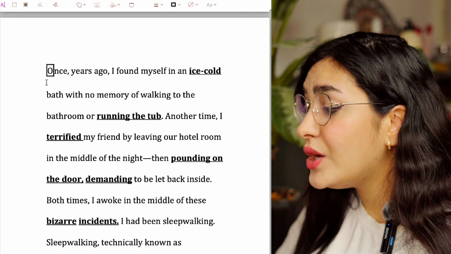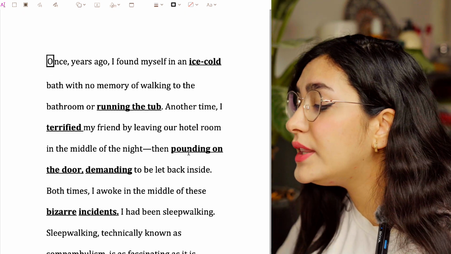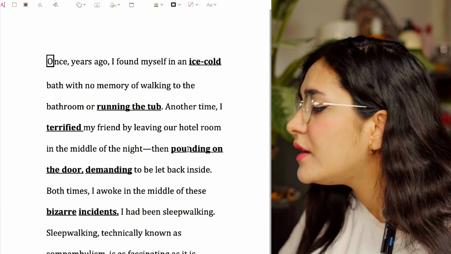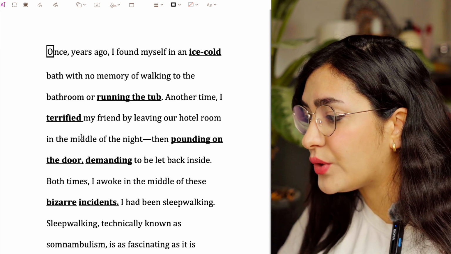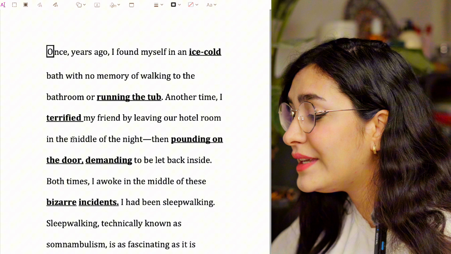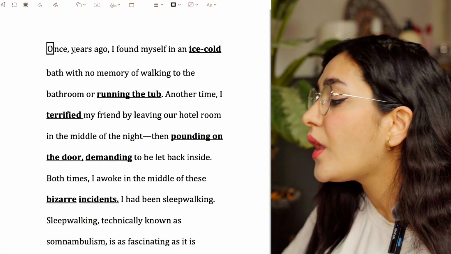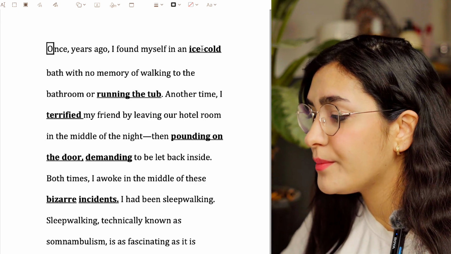Once, years ago, I found myself in an ice-cold bath with no memory of walking to the bathroom or running the tub. Another time, I terrified my friend by leaving our hotel room in the middle of the night, then pounding on the door, demanding to be let back inside. Scary, huh? I found myself in an ice-cold bath.